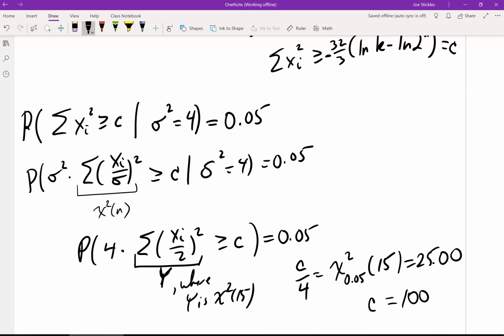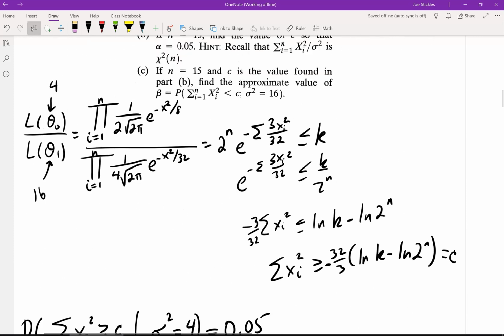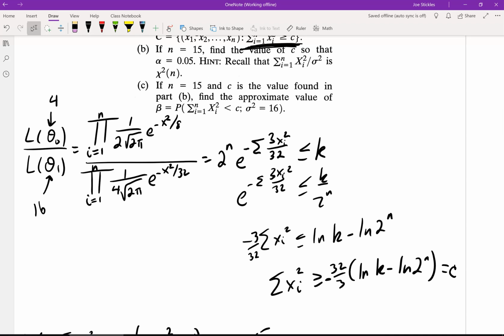Okay, so the idea here is that to get our critical region, to make sure our probability of making a type 1 error is equal to 0.05, we need to make sure that our C value, our sum of our x squareds, is equal to 100 or more. When we set it equal to 100 as our critical value, then we know that we'll have a probability of 0.05 of making a type 1 error.